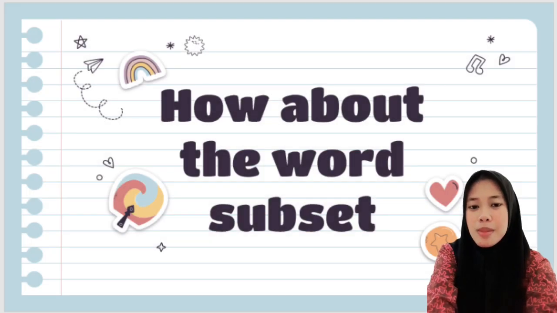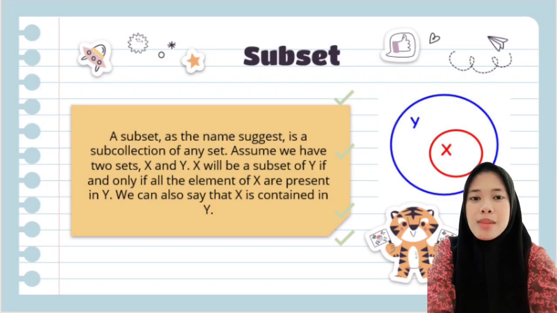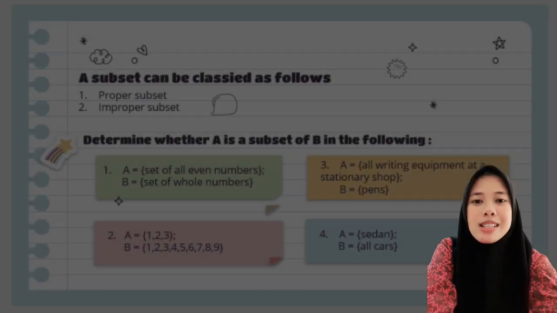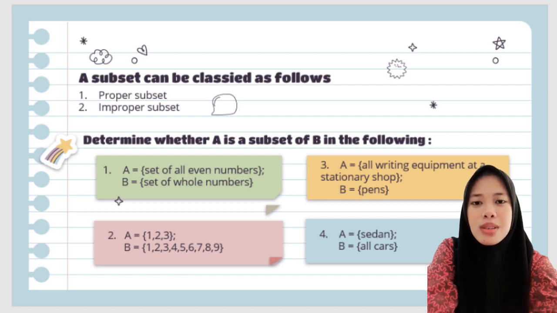How about the word subset? A subset, as the name suggests, is a subcollection of any set. Let us assume we have two sets, X and Y. Mathematically speaking, X will be a subset of Y if and only if all the elements of X are present in Y. We can also say that X is contained in Y. This relationship is called inclusion or containment of X in Y. A subset can be classified as follows. First is proper subset and second is improper subset.